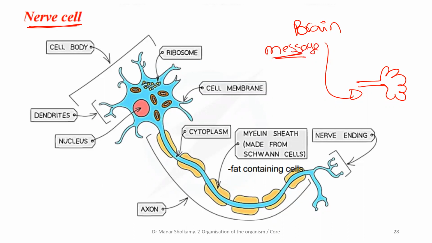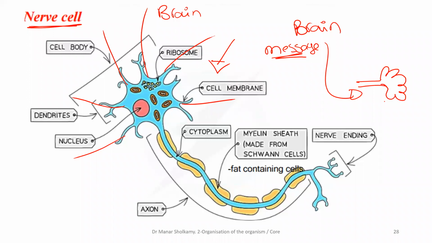Who will carry the message? The nerve cell. Why is it very good in carrying messages? Because as you can see, it has lots of branches. It has lots of extensions. These extensions carry the message from the brain to any other part of the body. Okay, Omar? Let's change the direction.